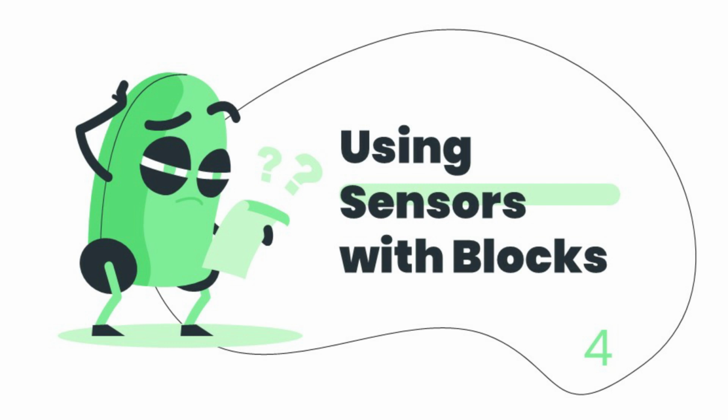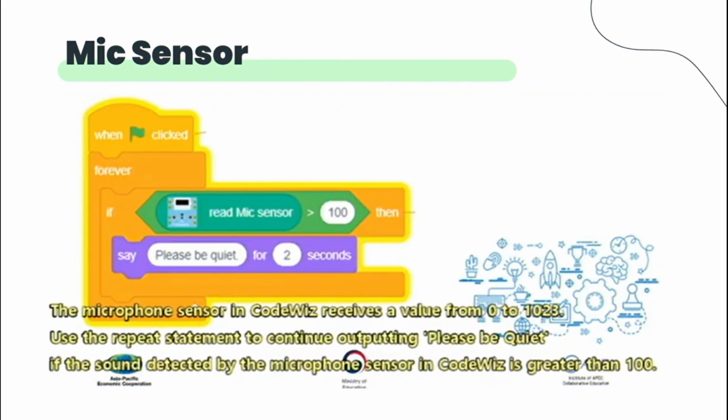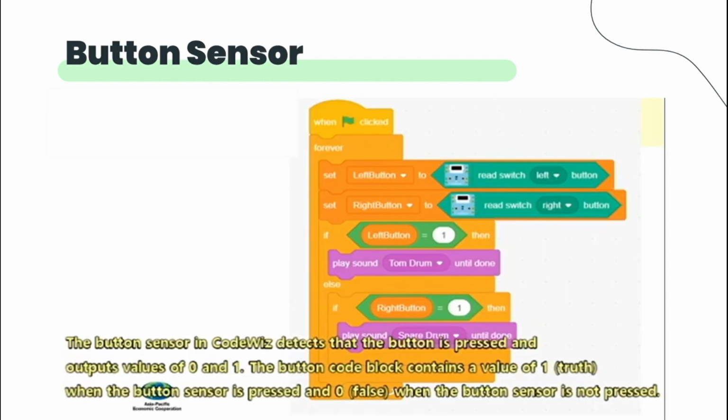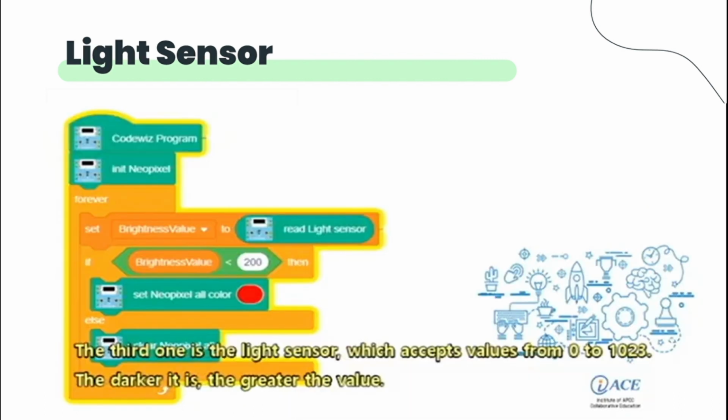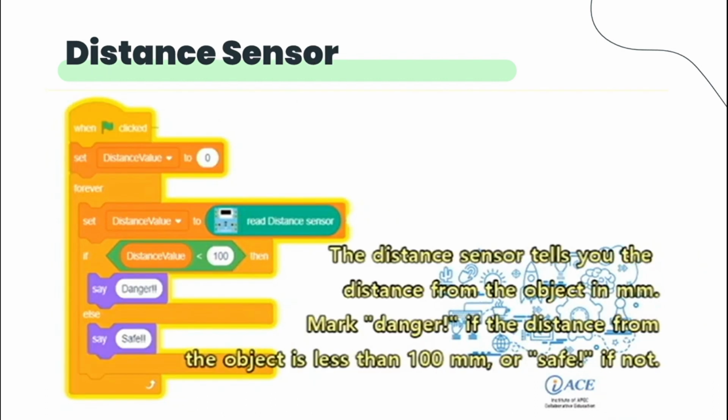There are 12 sensors on the CodeWiz sensor board. Number 1, microphone sensor. It receives a value from 0 to 1023. Number 2, button sensor. It detects that the button is pressed and outputs a value of 0 or 1. Number 3, light sensor. It accepts values from 0 to 1023. The darker it is, the greater the value. Number 4, distance sensor. It tells you the distance from the object in millimeters.